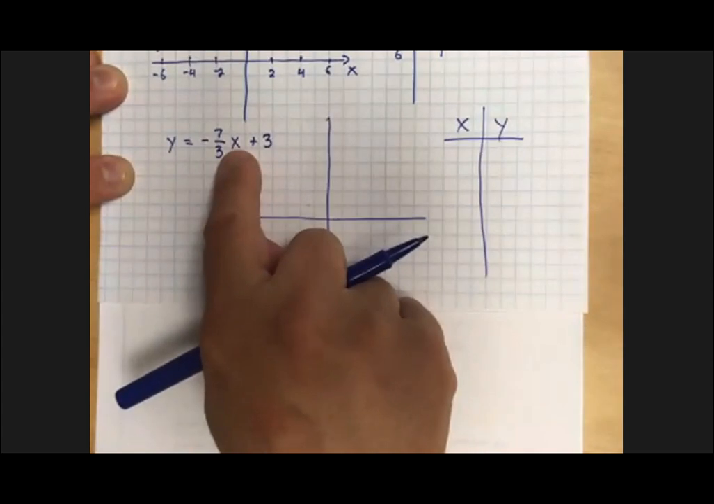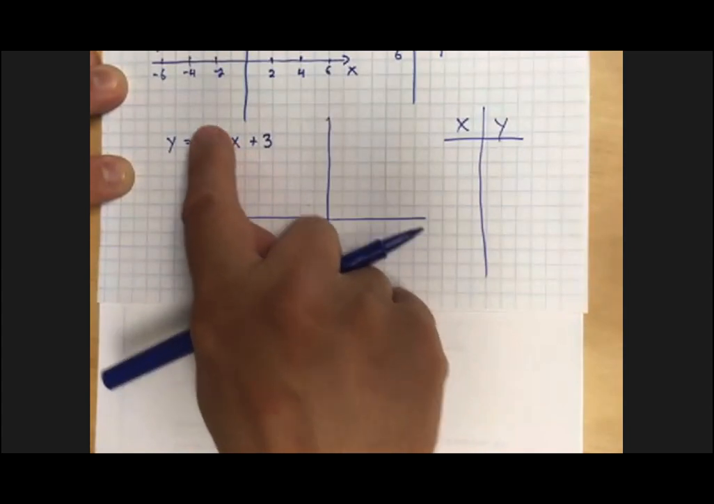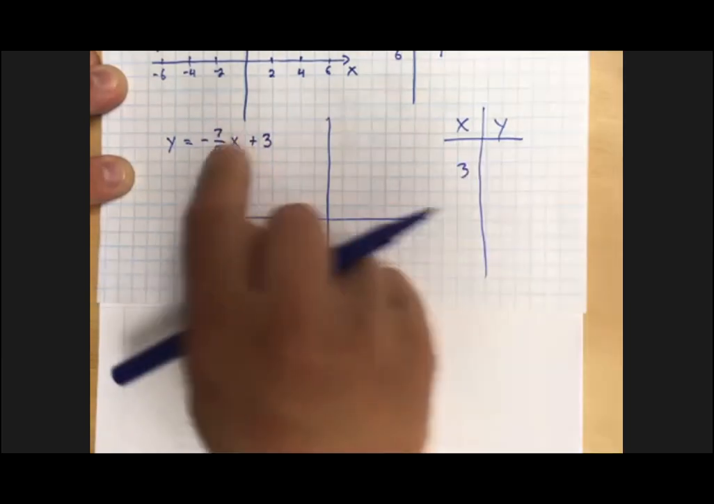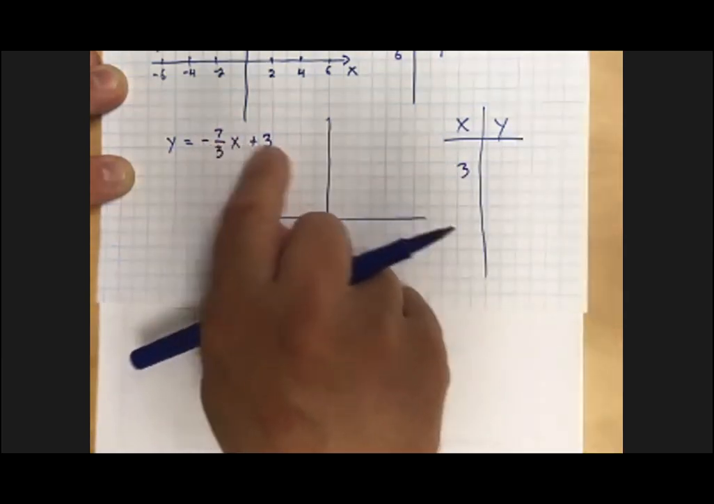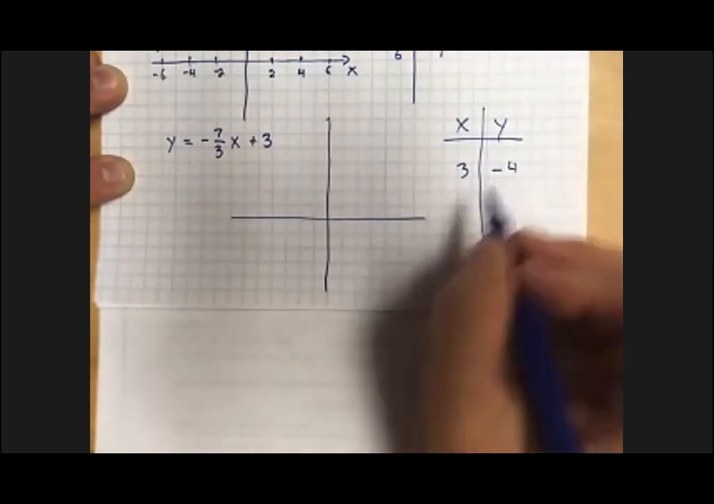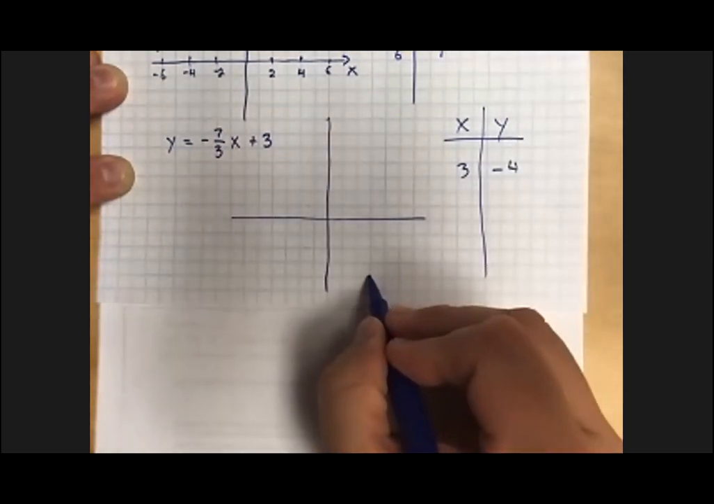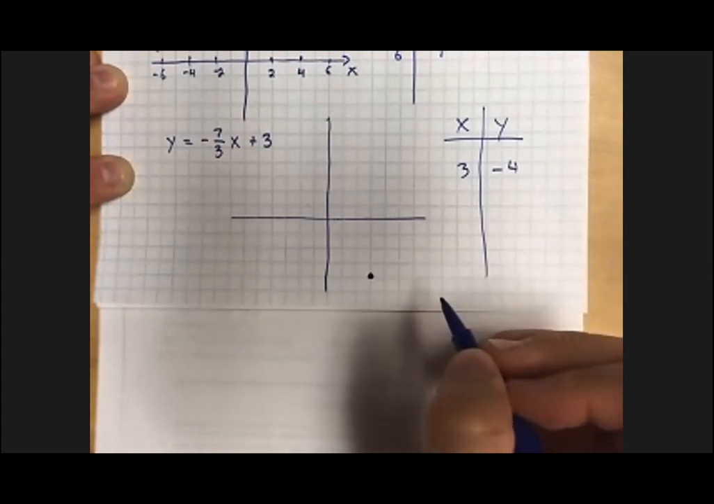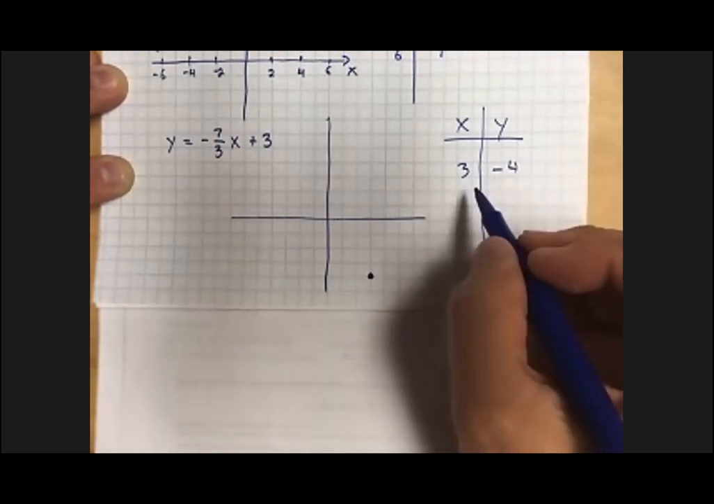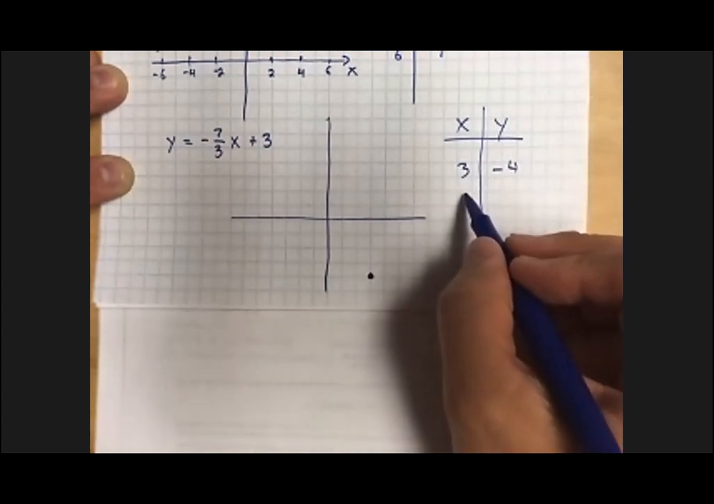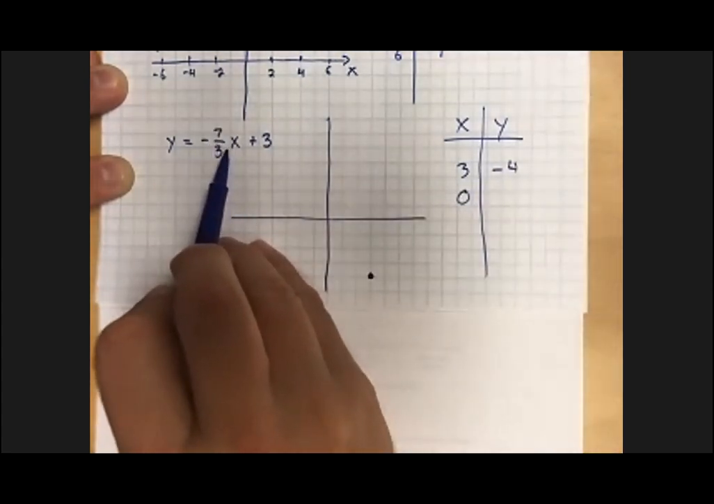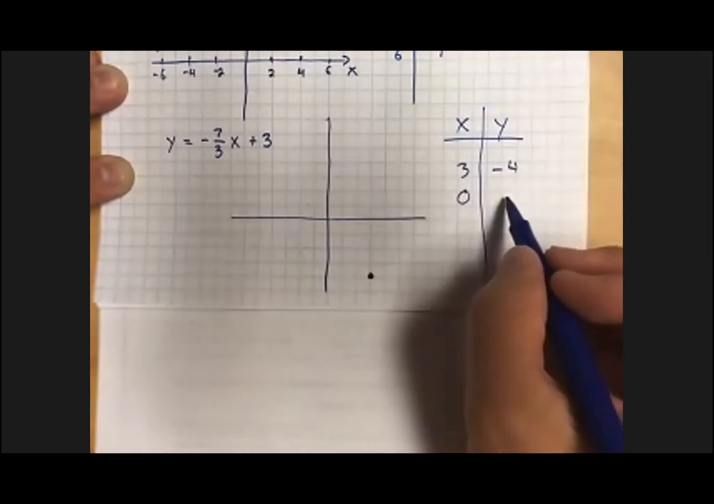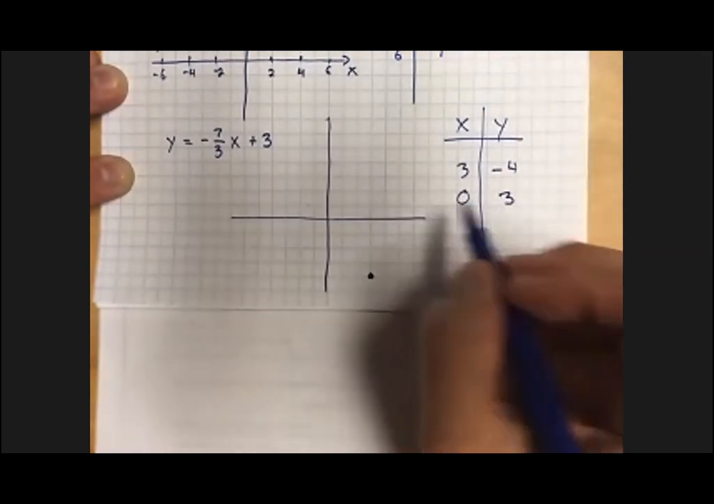For x, put in 3. Because minus 7/3 times 3, you just cancel 3 and say minus 7. Minus 7 plus 3 is minus 4. That's that dot right there. Let's put in 0 for x. That's always easy to plug in 0, fractions or no fractions. That just gives you a plus 3.